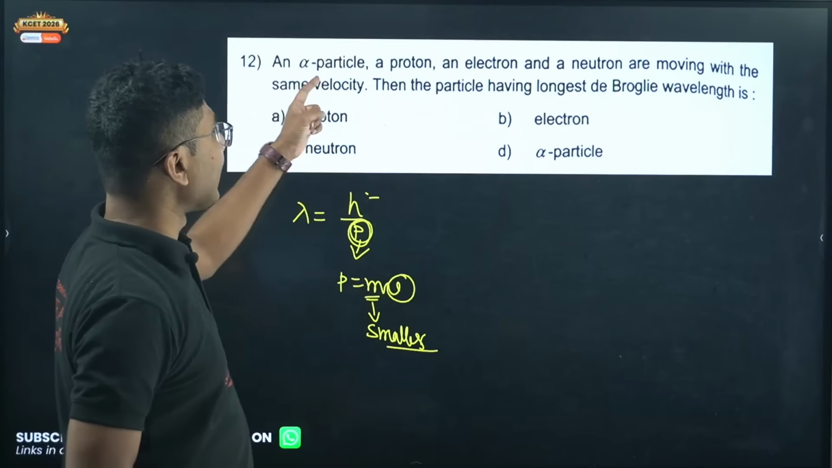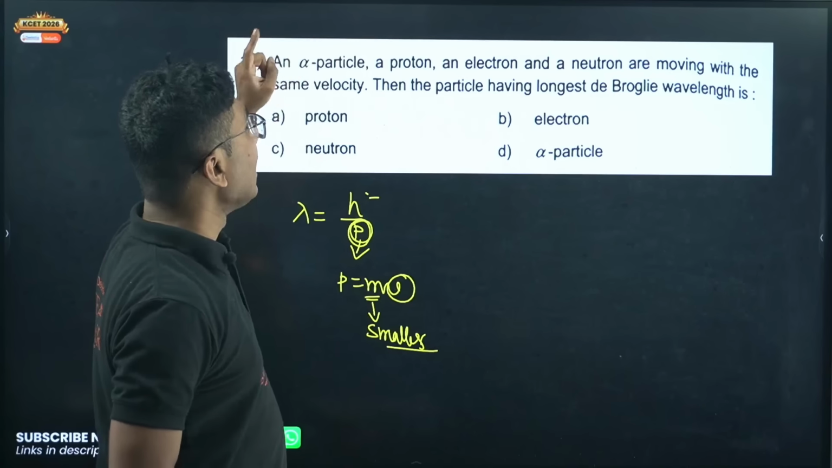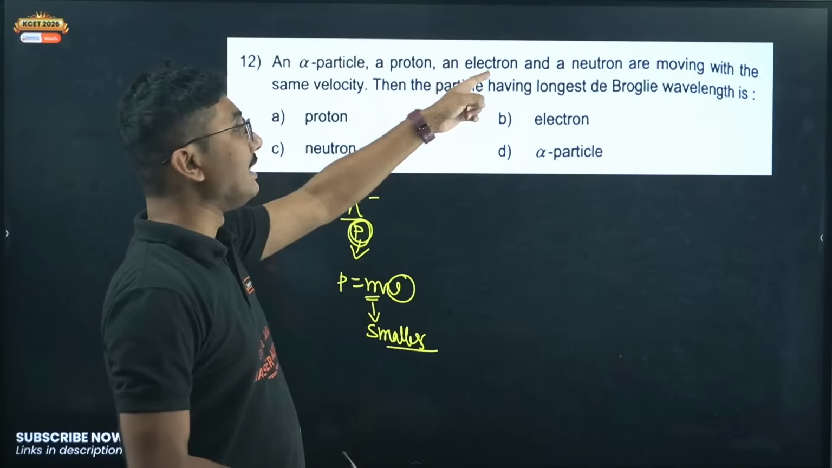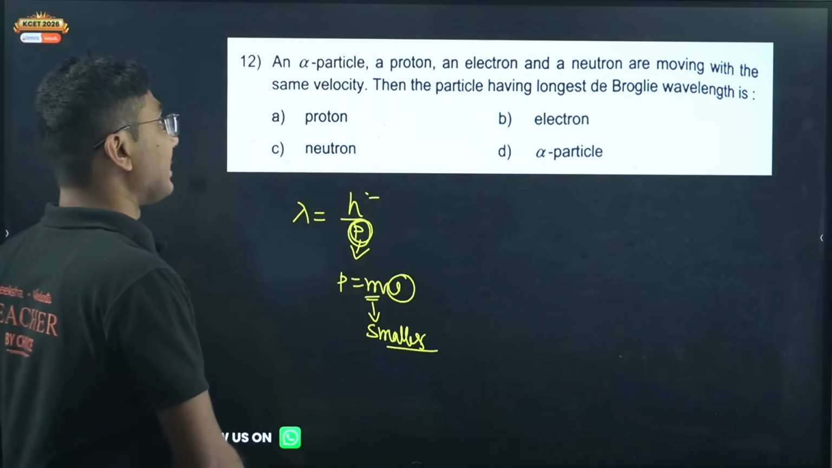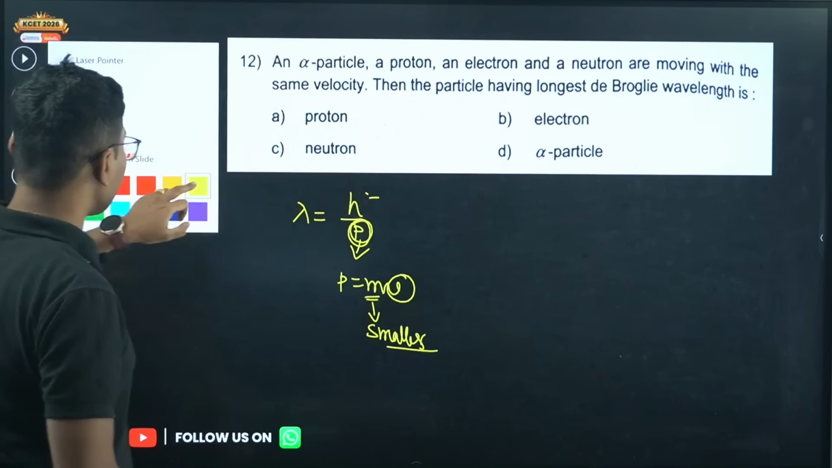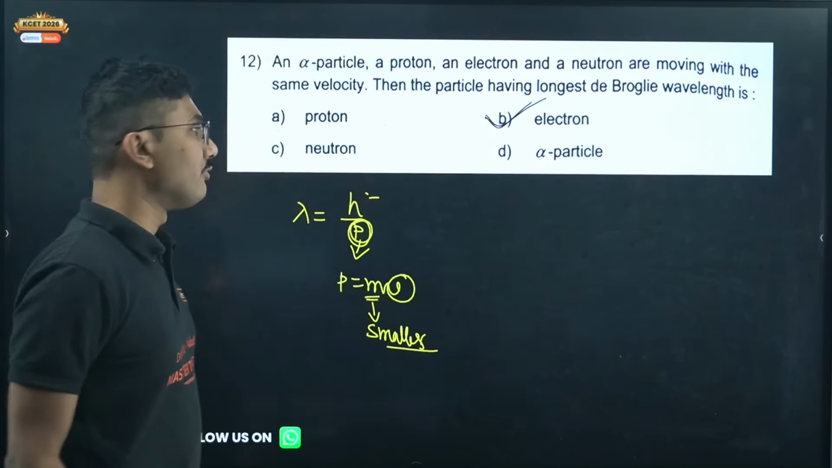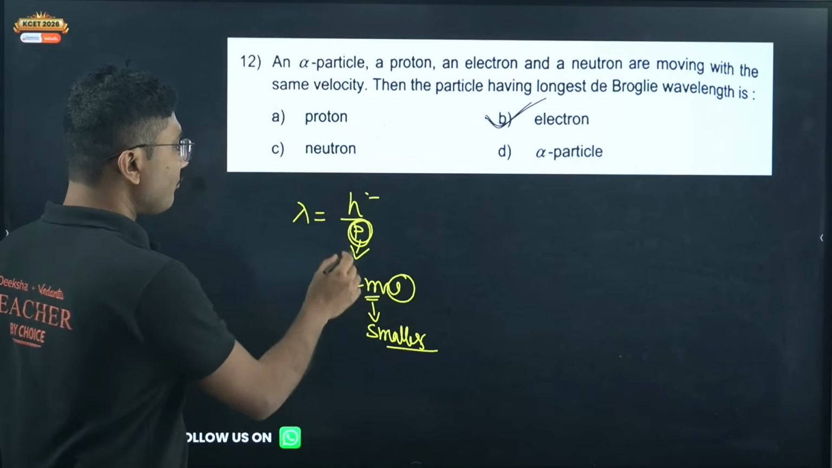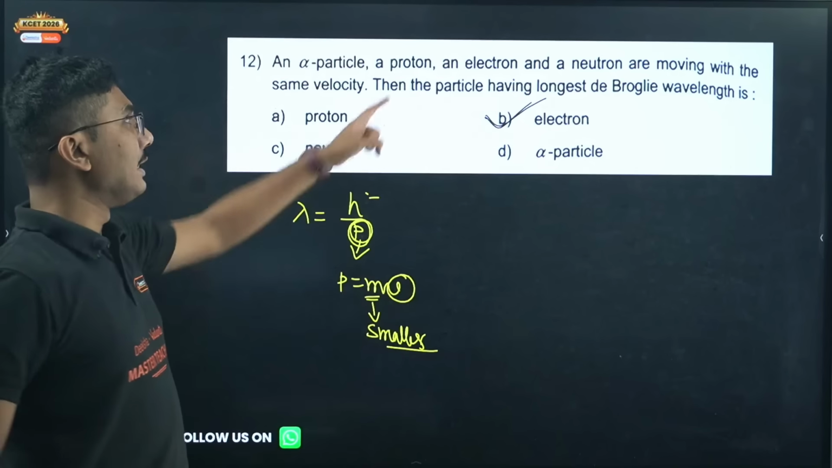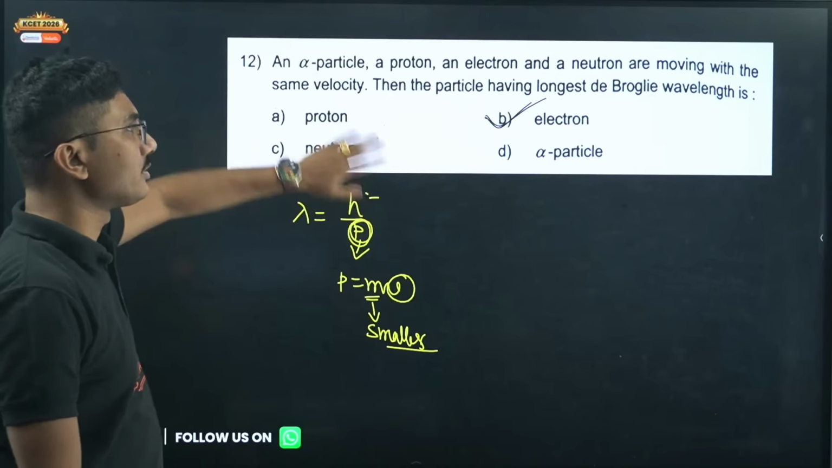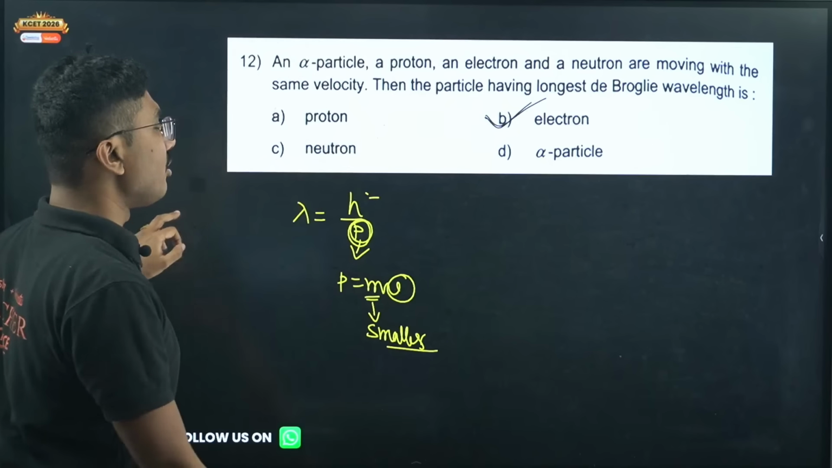The alpha particle's mass is very high, the proton's mass is very high, and the electron is the lightest particle compared to proton and neutron. So obviously for the electron we have the longest de Broglie wavelength. So the wavelength will be maximum for the smallest mass. Electron is the smallest mass, so the electron's de Broglie wavelength will be longest.